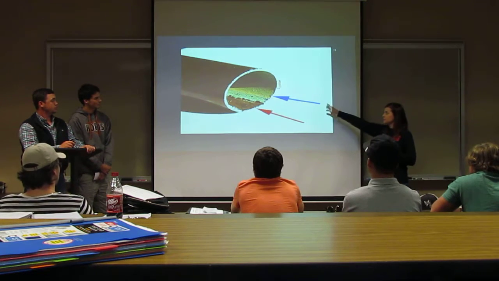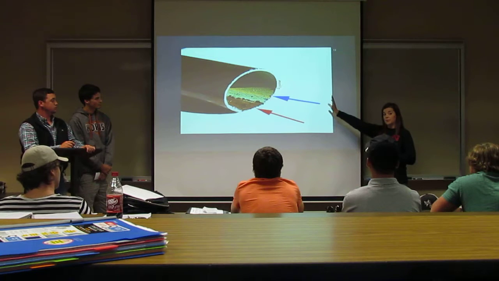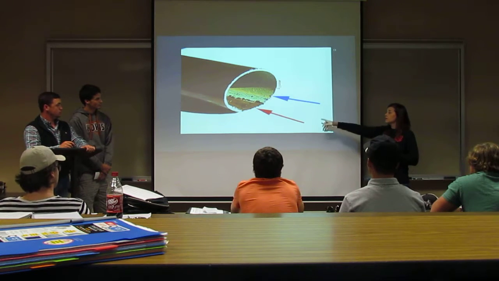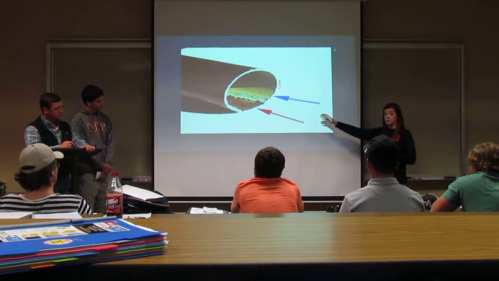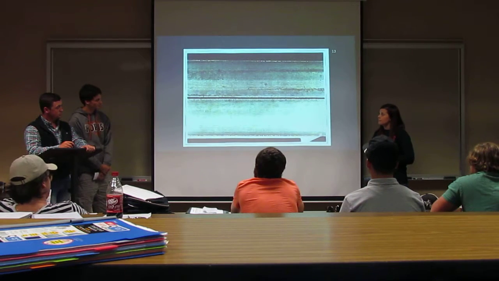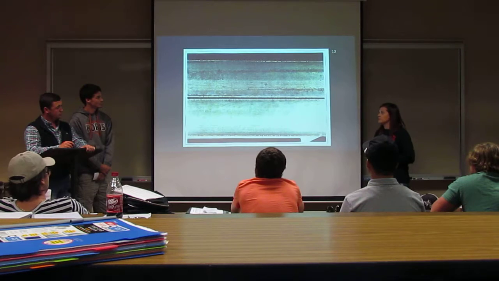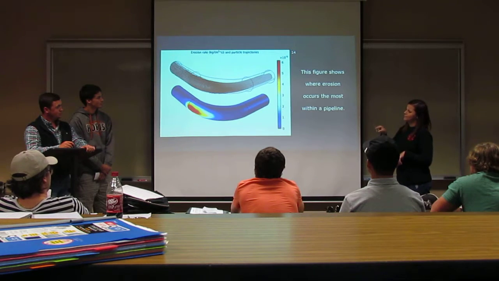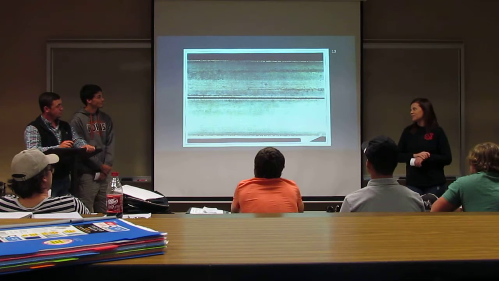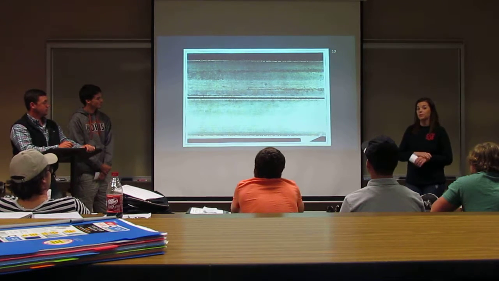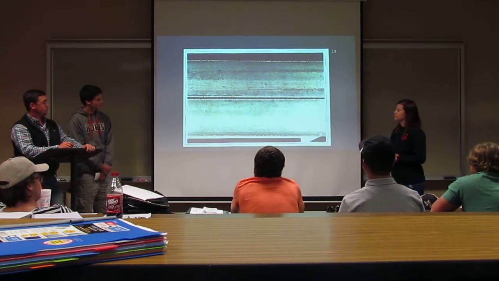In this picture, the blue arrow is pointing to where the pipe has not had any erosion. The red arrow is pointing to where there has been some erosion of the pipe. And this is also showing erosion. The top one has not had erosion, where the bottom has had that film taken away.